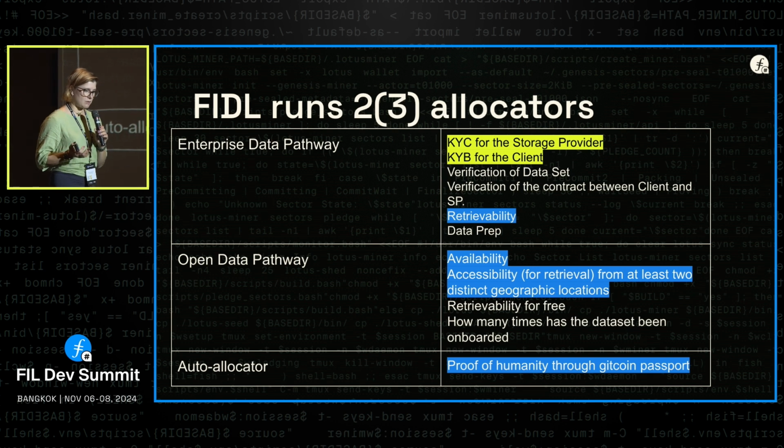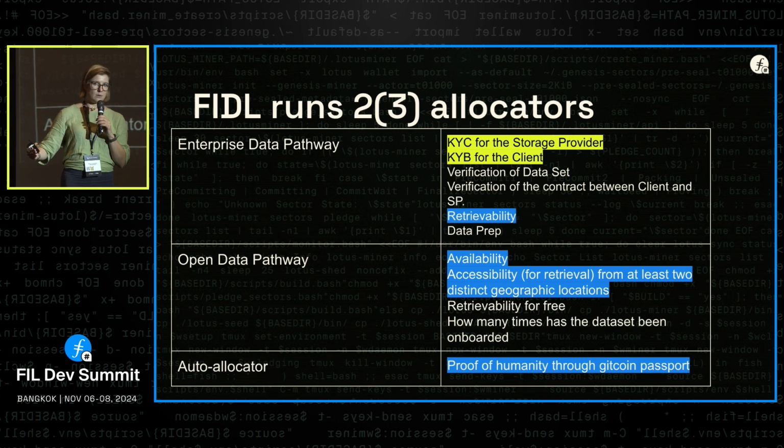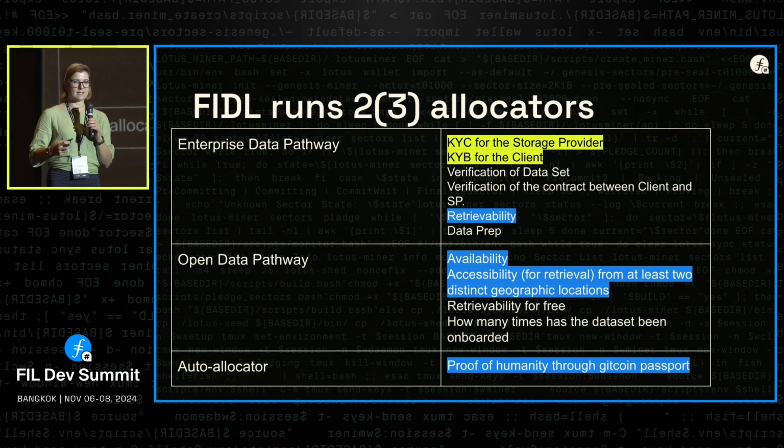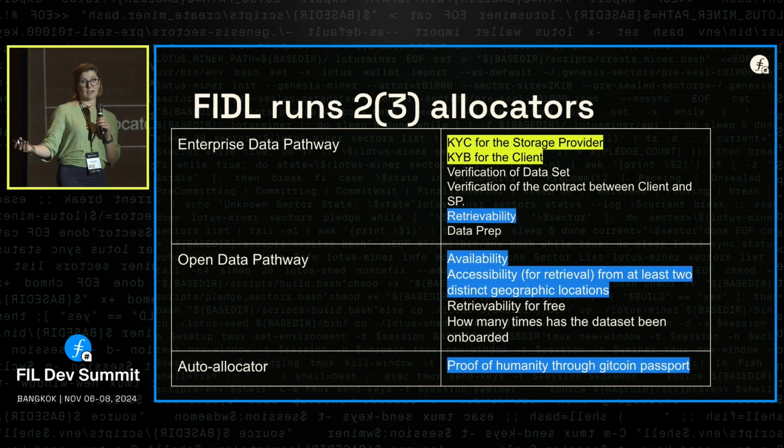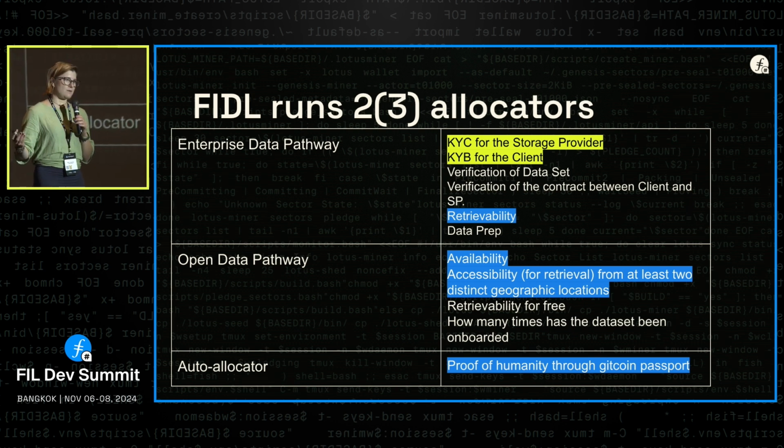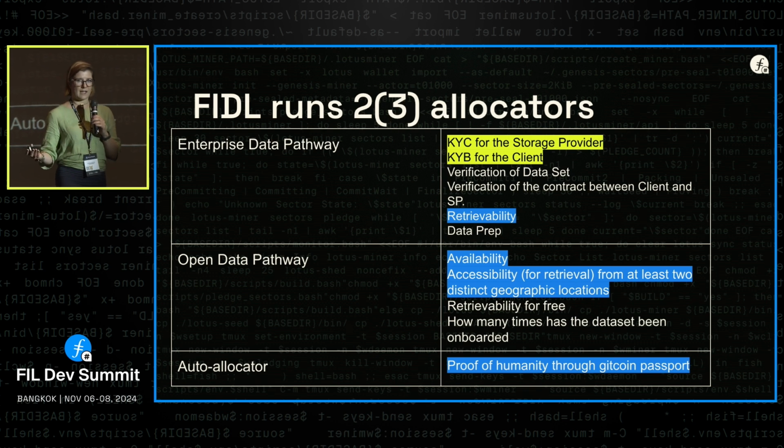FIDL, as Will mentioned, runs two of the allocators. So we have the enterprise data pathway, the open data pathway, and the auto allocator, which is a faucet. Since we wanted to talk about SLAs, what do we measure, and how do we, as FIDL operating our allocator, decide whether a client should get data cap or we reject their application? For the enterprise data pathway, the principle is that it's enterprise data. There is very little we can do with automated verification or on-chain tooling. A lot of it has to be done quite manually.